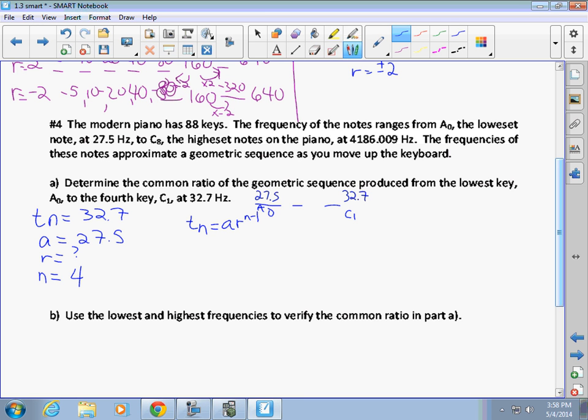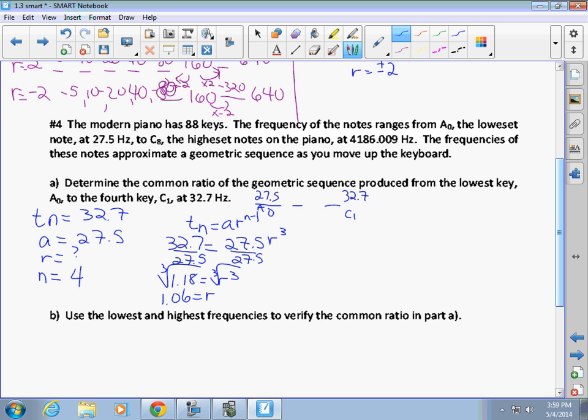So you write out your formula. I have 32.7 is equal to 27.5 r to the power of 4 minus 1, which is 3. So if I divide, I'm left with 1.18 is equal to r cubed. Cube root both sides. So I have 1.06 is equal to r.